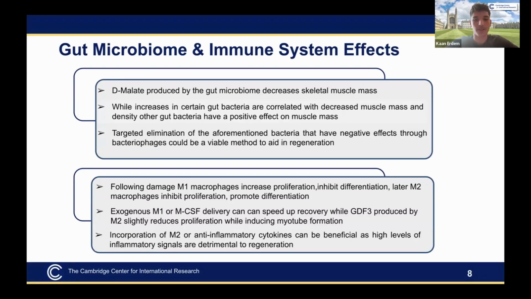It has been shown in the studies that I reviewed that exogenous M1 or M-CSF, macrophage colony stimulating factor, delivery can speed up recovery following skeletal muscle tissue injuries, while GDF3 produced by M2 macrophages slightly reduces proliferation while highly inducing myotube formation and differentiation, which is a highly desired effect in skeletal muscle tissue engineering.